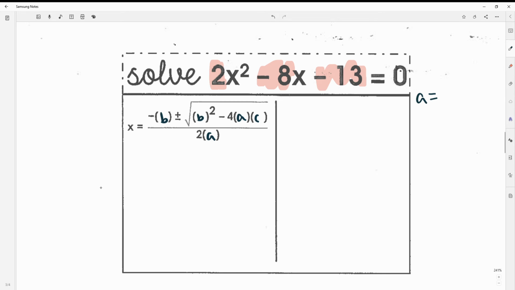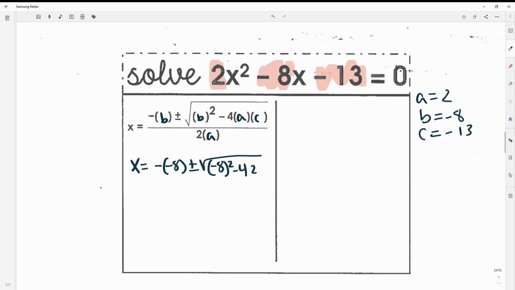Alright, A, B, and C. Let's go ahead and start plugging them in. Hopefully by now you got the hang of it. Negative 8 plus or minus the square root of negative 8 squared minus 4 times 2 times negative 13, all divided by 2 times 2. Alright, step 2 is done. Now I get to start solving.